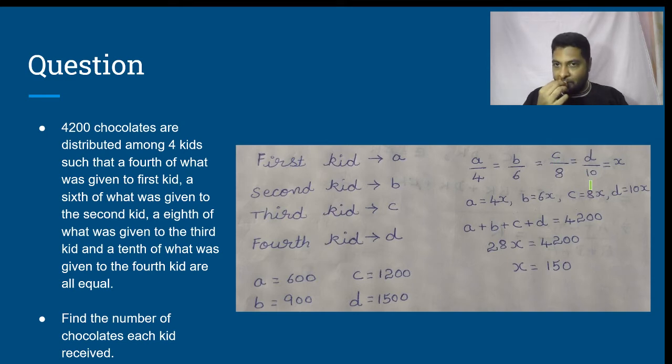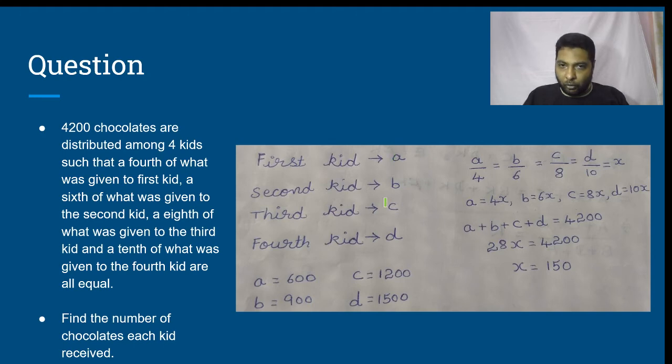Now, to the extent possible, we want to avoid variables. Let us say all of these are equal to one entity x. Then A will be equal to 4x, B will be equal to 6x, C will be equal to 8x, and D will be equal to 10x.